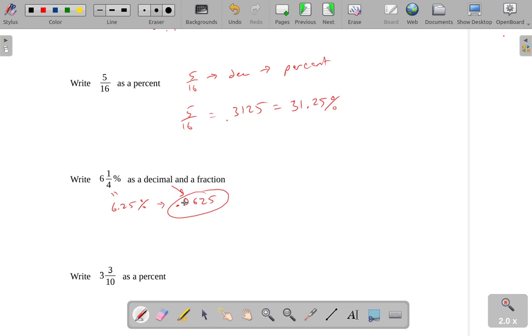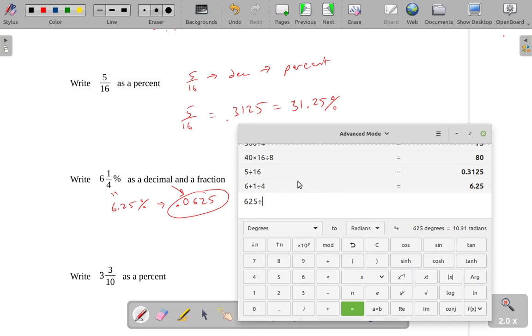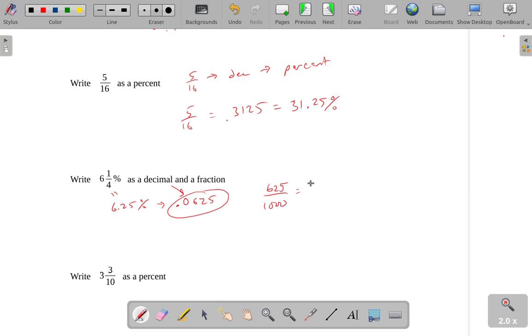And as a fraction, well, this is the tenths, hundredths, thousandths, 10,000ths place. So I have 625 10,000ths. Of course, I need to reduce this number. You can see that 5 is a common factor because both of these end in 5s. And so let me just try dividing both those by 5. 625 divided by 5 and 10,000 divided by 5. We get 125 over 2,000.